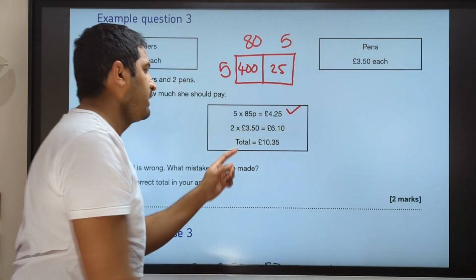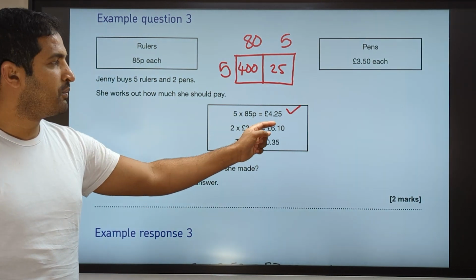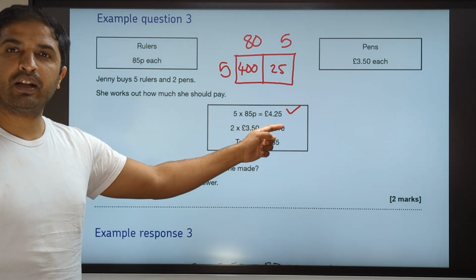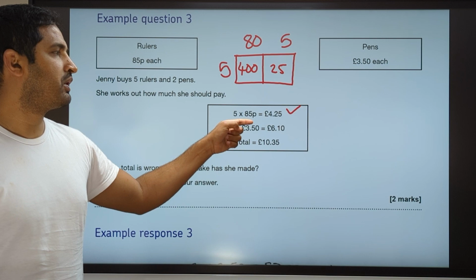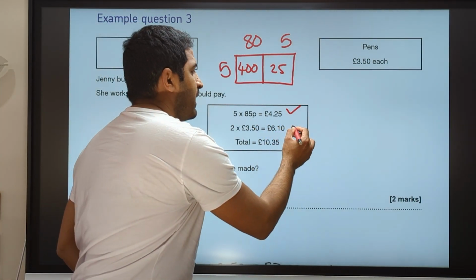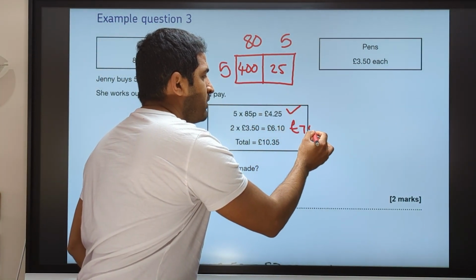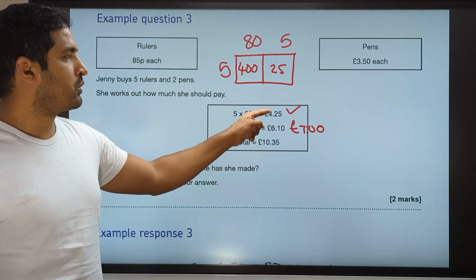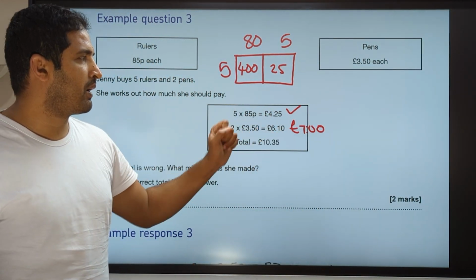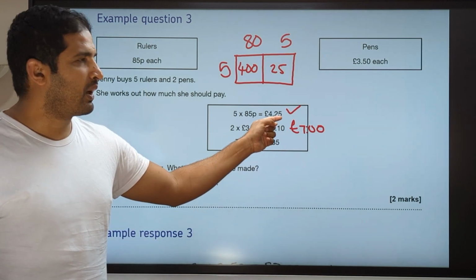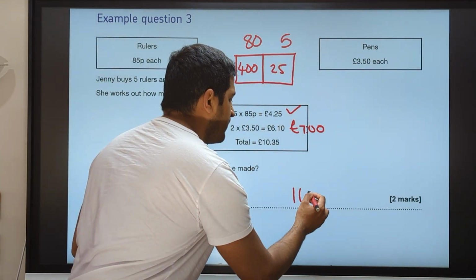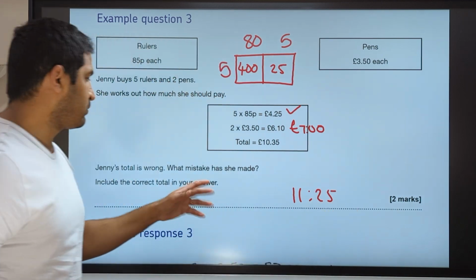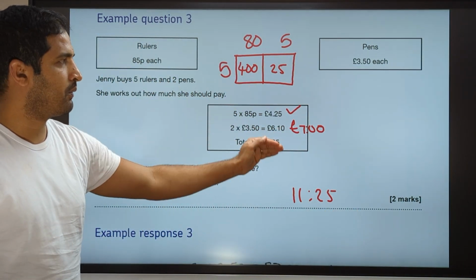So that's correct. 2 lots of 350 will give me £7 and not £6.10. So 2 lots of £3.50 will give you £7. And we found the mistake here. And then obviously the total would be different. £7 and £4 gives you 11, and 25p gives you £11.25. And that's all you had to do. So you found the mistake and you worked through that.